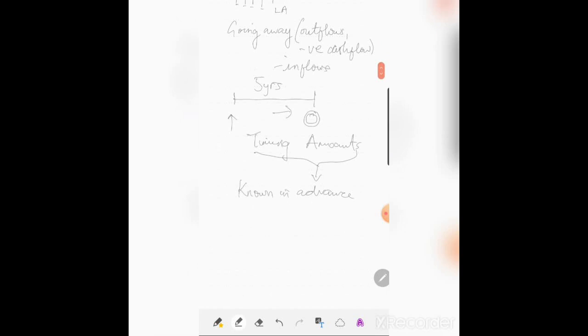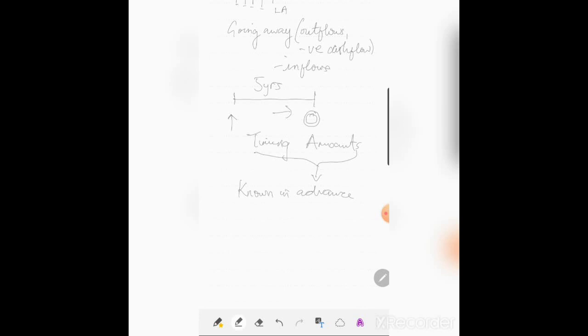Whereas in some cases, the timing and amounts are not known. That is where the whole complexity of the financial process lies. The timing and the amount of cash flows may not be known in advance.